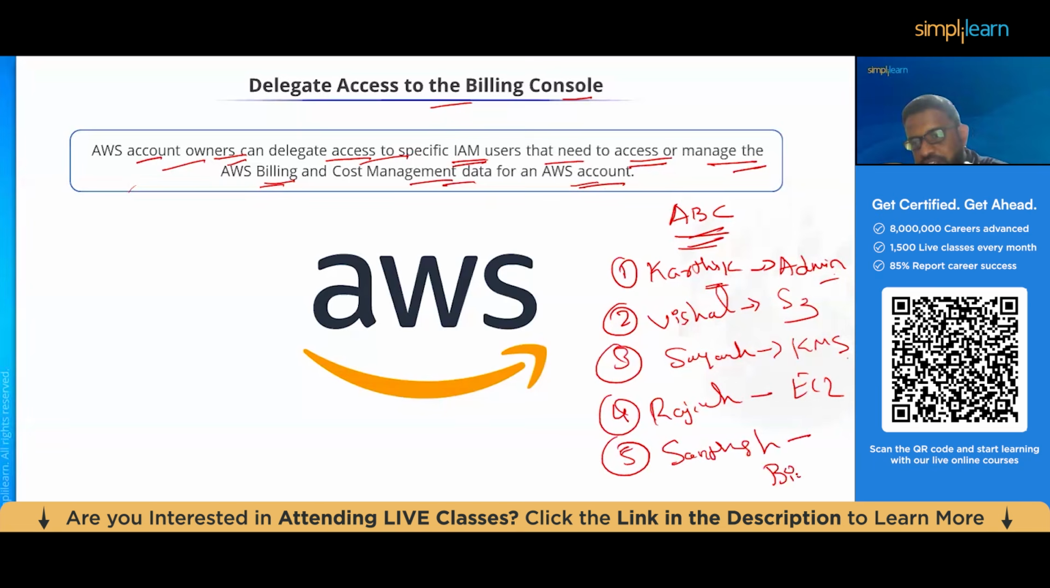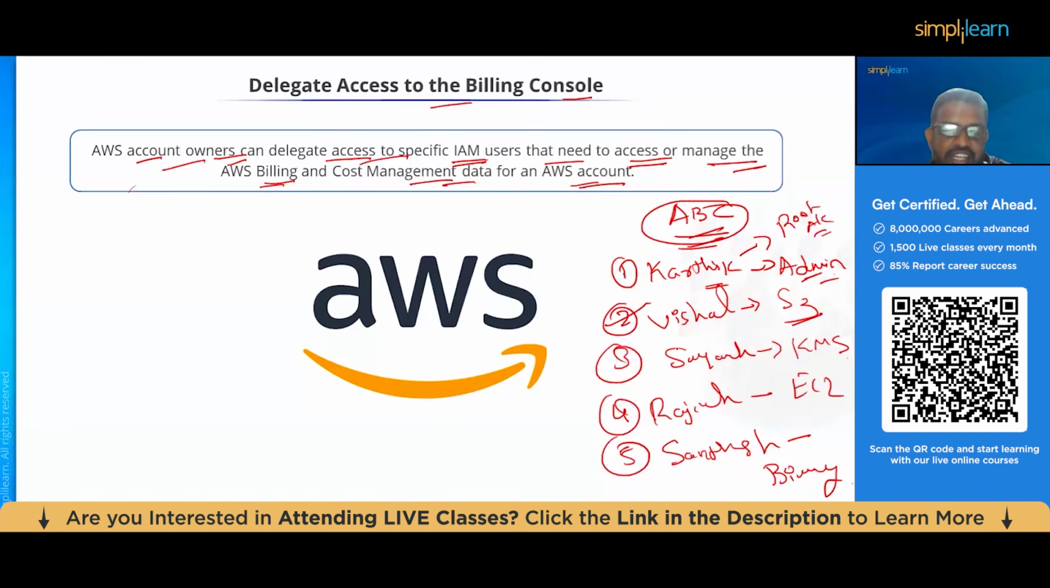Santosh is responsible for billing. Now, folks, within an ABC organization, let us consider Karthik has an admin account, or a root account, who has access to all the AWS services.